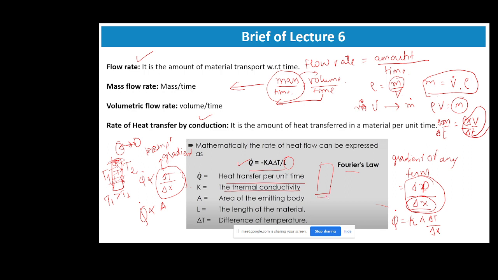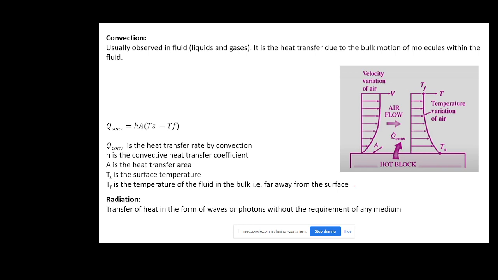if it has some length L and temperature difference delta T, which equals T1 minus T2. Now here the minus sign is there because the travel of heat is in this direction, with L1 and L2, so the distance is L2 minus L1, and T1 minus T2 has to be there because the gradient is in this direction. So that will be minus.